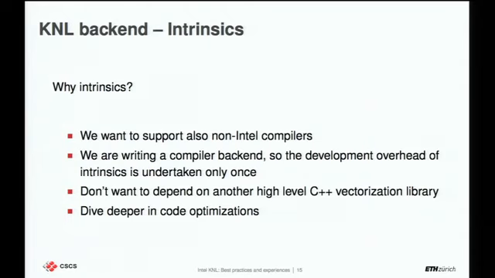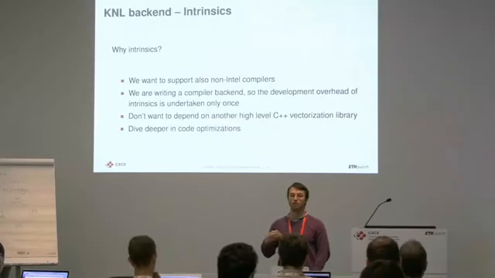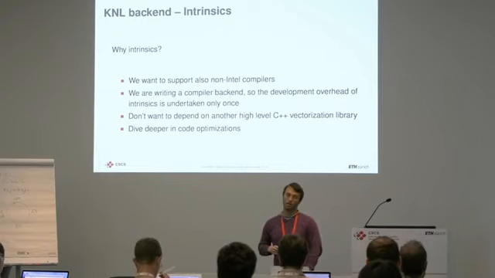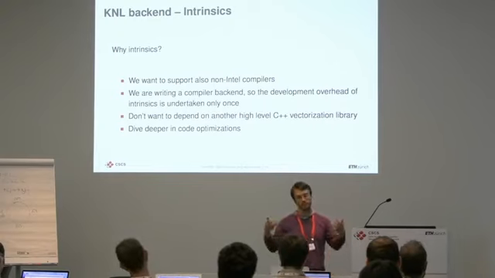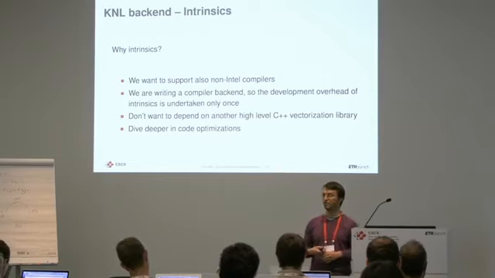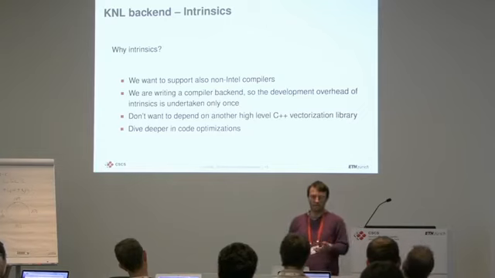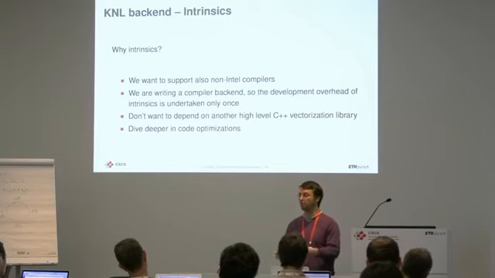Another thing is that we want at some point to dive deeper. This is our next step, deeper into actual optimizations. So intrinsics help us to do that. And at this point, we didn't want to just add another dependency to a high-level C++ library that does the fancy stuff of defining vector types, overloading the operators, and doing everything for you. Since, as I said, we're writing a compiler backend, we want to have more control.